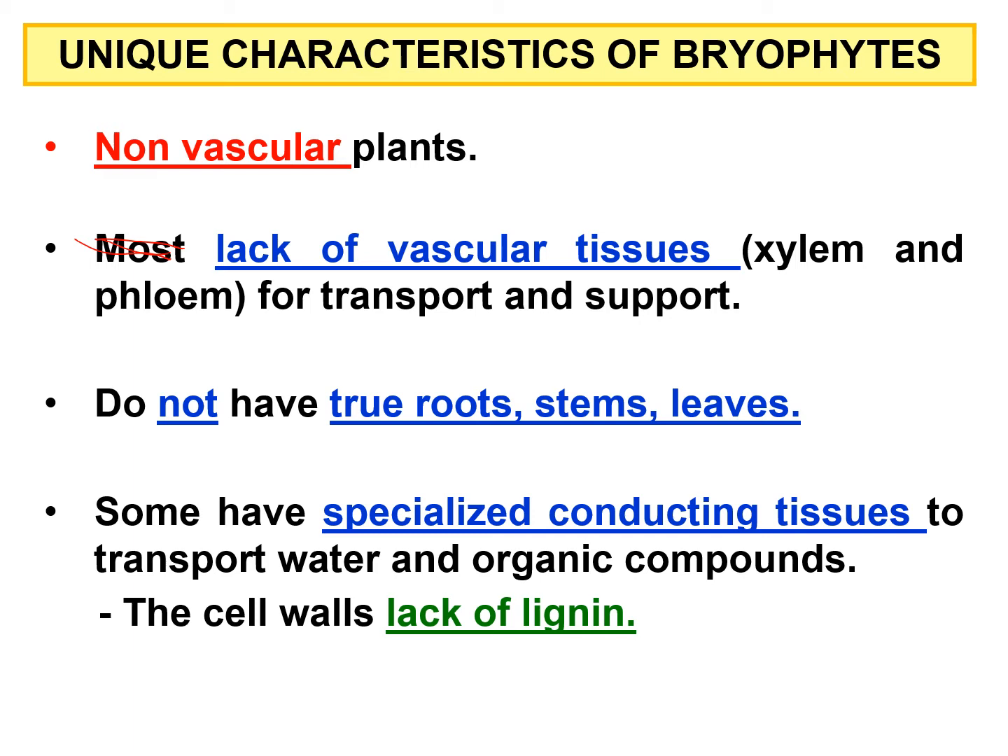Tadi nampak macam daun kan? Sebenarnya kita tak panggil dia daun. Kita ada istilah yang lebih sesuai sebab dia tak ada vascular system. Kalau daun ni dia akan include phloem, xylem semua. Stem pun dia ada phloem, xylem, roots pun dia ada phloem, xylem. But because they lack vascular tissues, so they are not considered as true roots, true stems and true leaves. But they also have specialized conducting tissues to transport water and organic compounds. And the cell walls lack lignin.